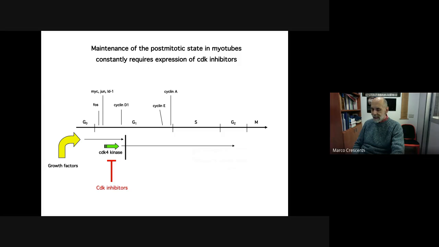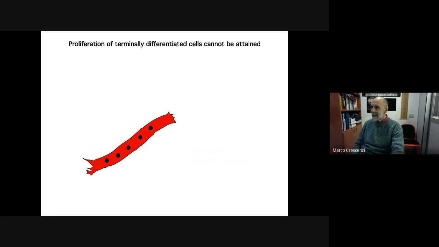So far, we were very happy with our results, except for one major problem that I haven't told you about yet. And that is, whatever we did, however we reactivated the myotubes, we could not obtain true proliferation. We could not make these myotubes really proliferate and make more cells. And that was one of our main long-term goals.